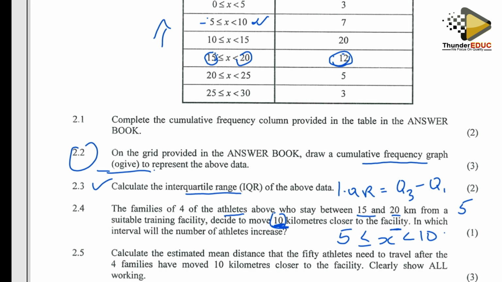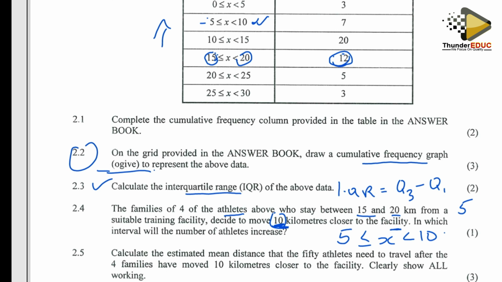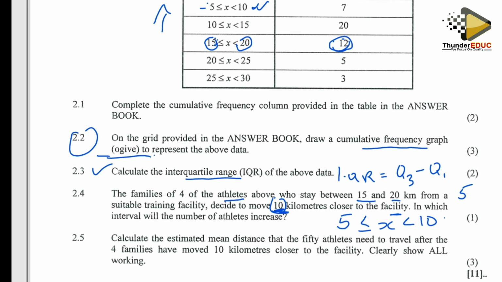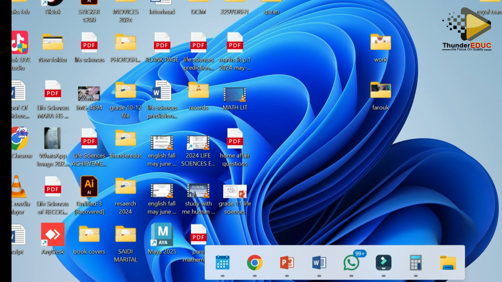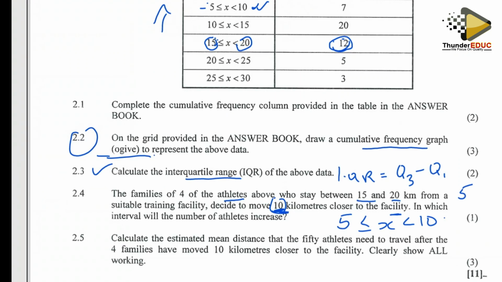But they decide to move 10 kilometers closer. Ten kilometers. Anybody? What do you think needs to be done? We can keep that in mind so that we continue working with it the way it is, and then just agree that it's going to be within that interval. Because if I subtract 10, it's going to be 5, then that's okay. Let's take a stand. I'm going with that, guys.